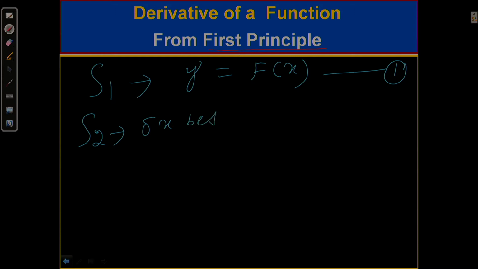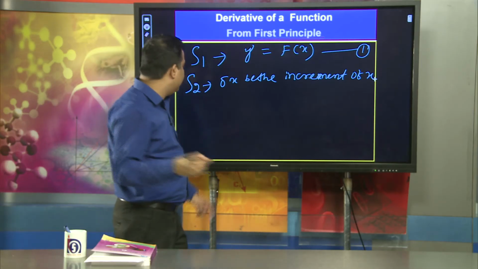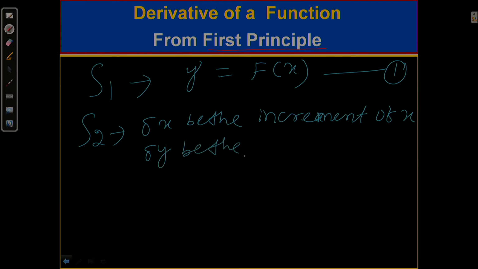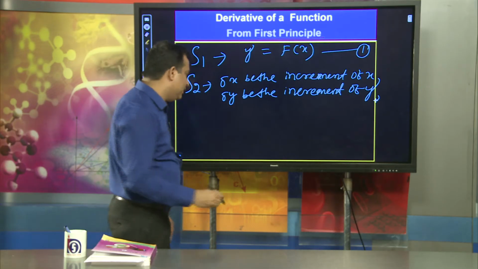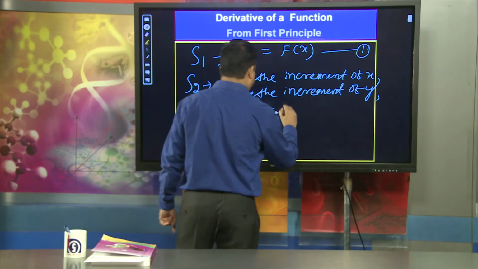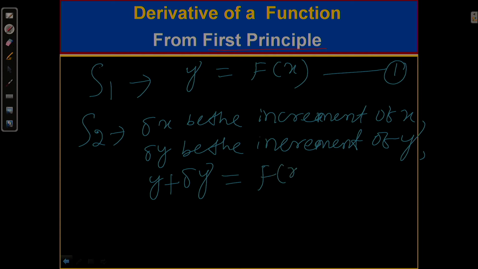be the increment of x. In the same way, del y be the increment of y, such that I can write y plus del y equal to f of x plus del x. This is equation 2.